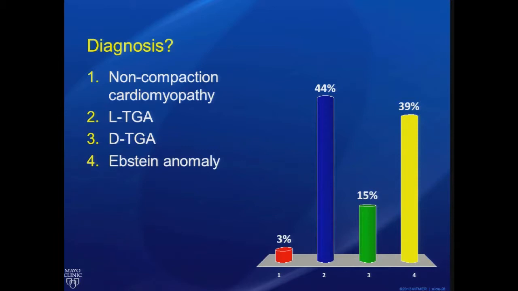All right, so most of you thought LTGA, and I'm going to give partial credit for those of you who had said Ebstein anomaly, because this was an Ebstein-like valve in LTGA. The trap I didn't want you to fall into is non-compaction cardiomyopathy. And so you guys did great on that. So let's review some of the features here.